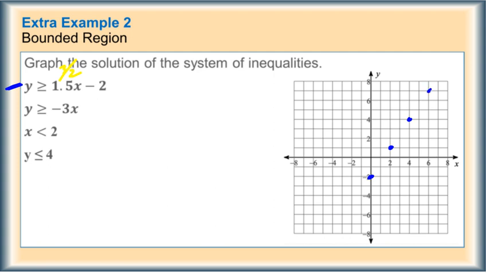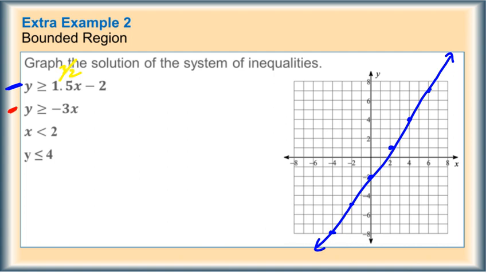Or down 3 to the left 2. It has the equal to sign, so I know it's a solid line. Use red for the next one.